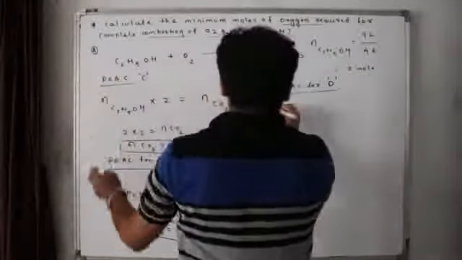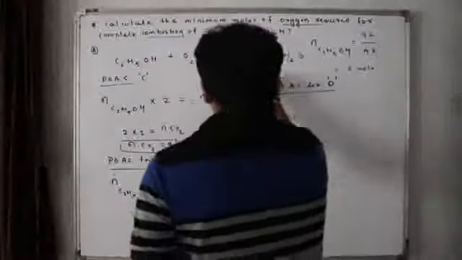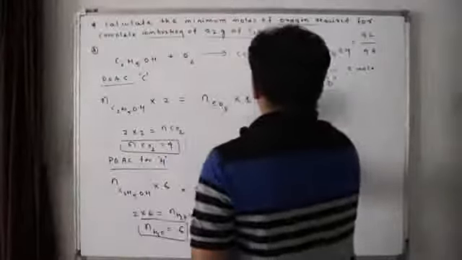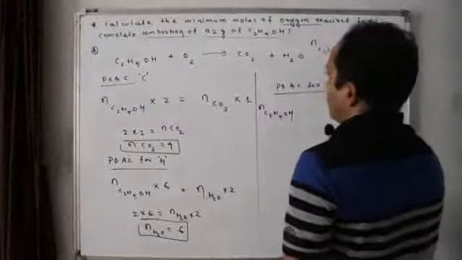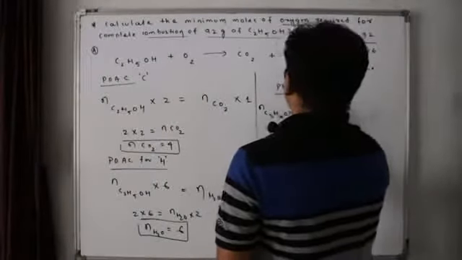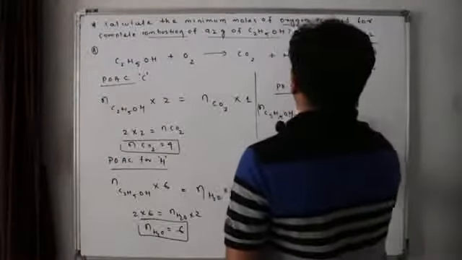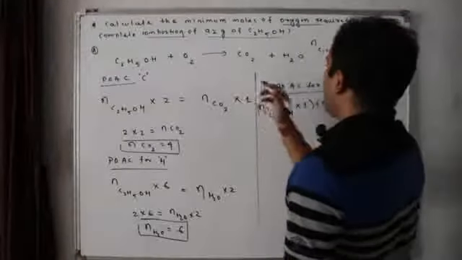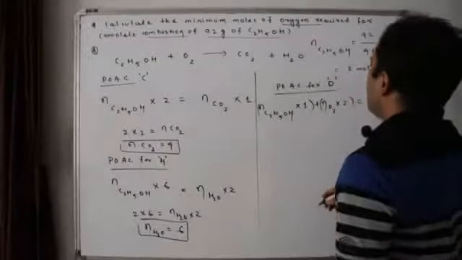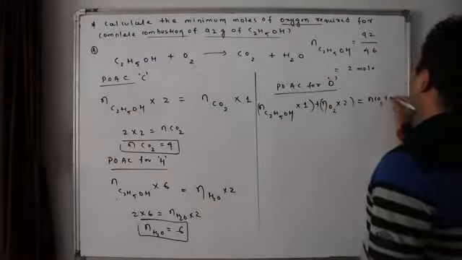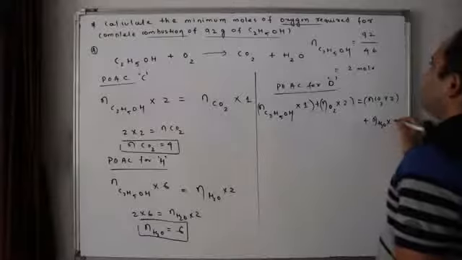How can I find it? Oxygen is here. Number of moles of C2H5OH into how many times oxygen exists here? 1, plus number of moles of O2 into how many times? 2 times, is equal to number of moles of CO2 into how many times? 2 times, plus number of moles of H2O into how many times? 1 time.